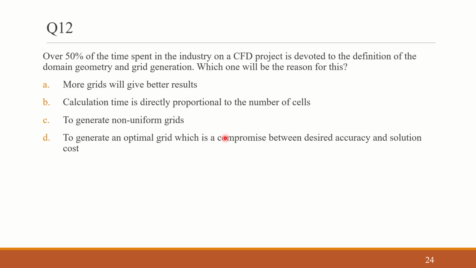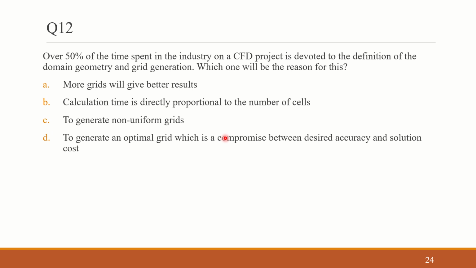Okay, the answer is actually to generate an optimal grid, wherein it is a compromise between desired accuracy and solution cost. It is not always that we go with a very fine mesh. We do the grid independence test, wherein after certain refinement, the solution would not be changing much. So that would be the optimal one. And also in certain cases we require non-uniform grids, and time also matters. It is not always that we require accuracy. Certain times we have to make a compromise between the time and accuracy. So that solution cost involves all those factors, and therefore optimal grid is essential.